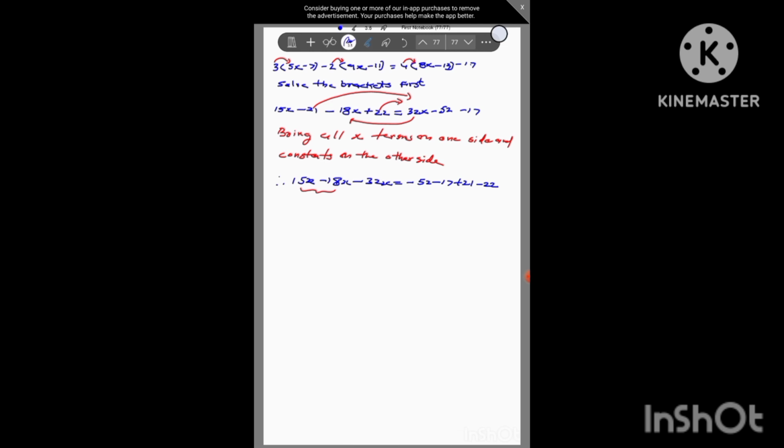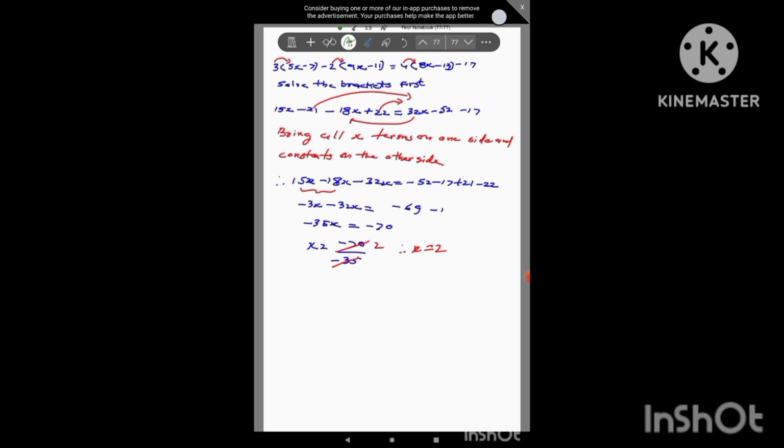Now in this I have transferred it, but I could have done it as left hand side plus 1. That can also be done. Generally we transfer everything to the right hand side or the left hand side, then solve it so that you don't get confused. So you can see minus 3x minus 32x equals minus 69 minus 1. So minus 35x equals 2, the negative sign goes to the denominator, and you get x equal to 2. Very simple because you have practiced it.